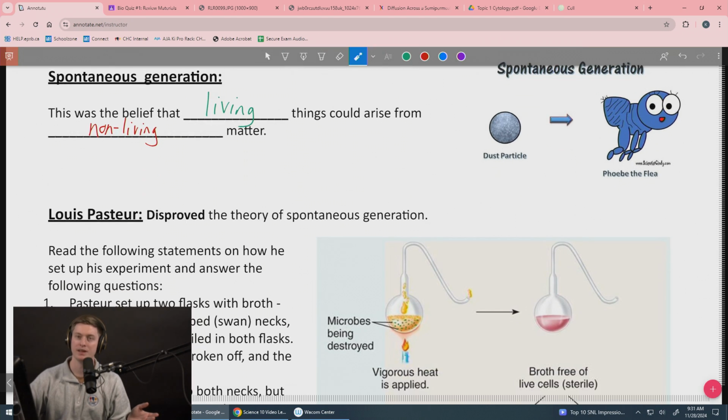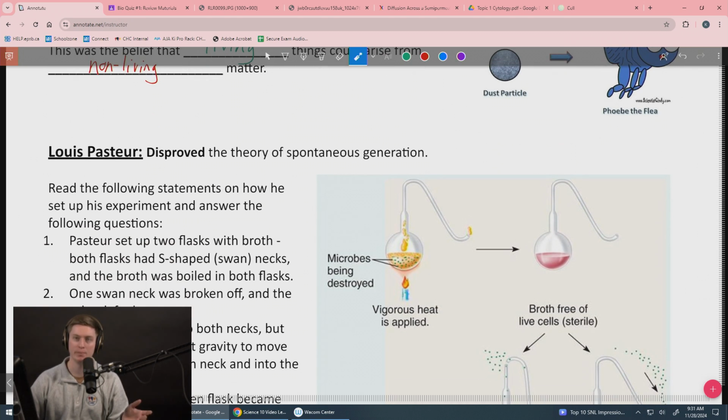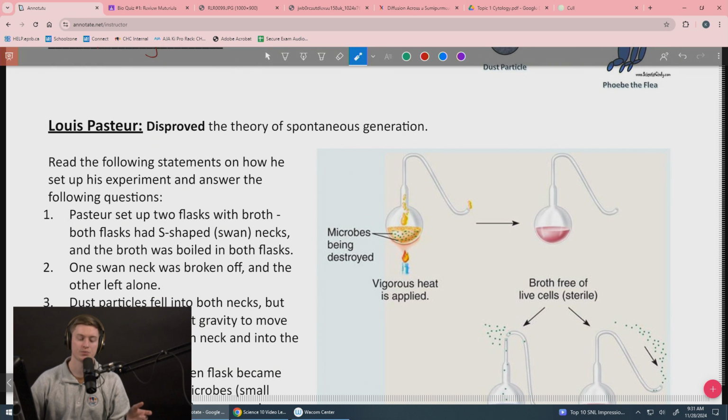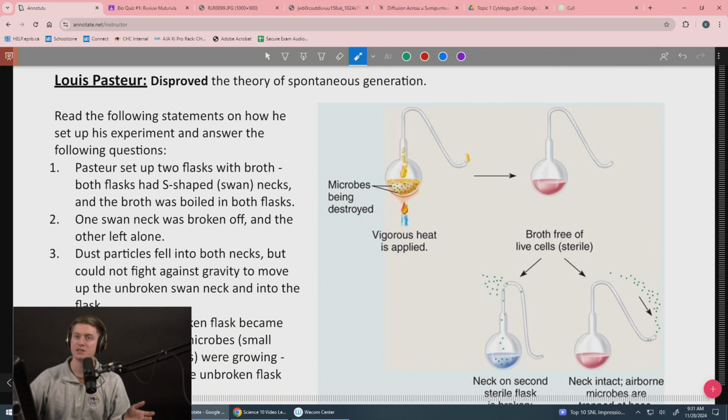Then came along a scientist by the name of Louis Pasteur. You might have heard of pasteurization before, like pasteurized milk. Same guy. He disproved the theory of spontaneous generation, which is this idea that living things could generate from non-living matter. The word spontaneous here means kind of on its own, without prompting.